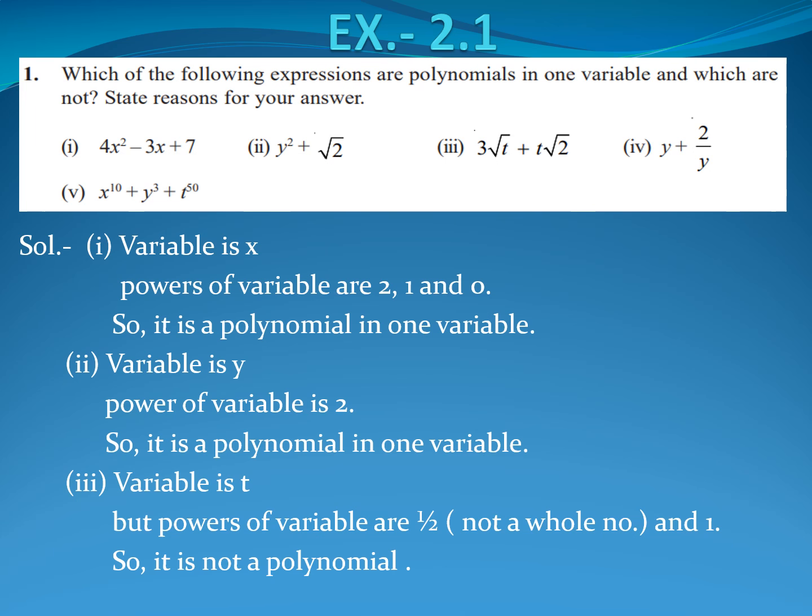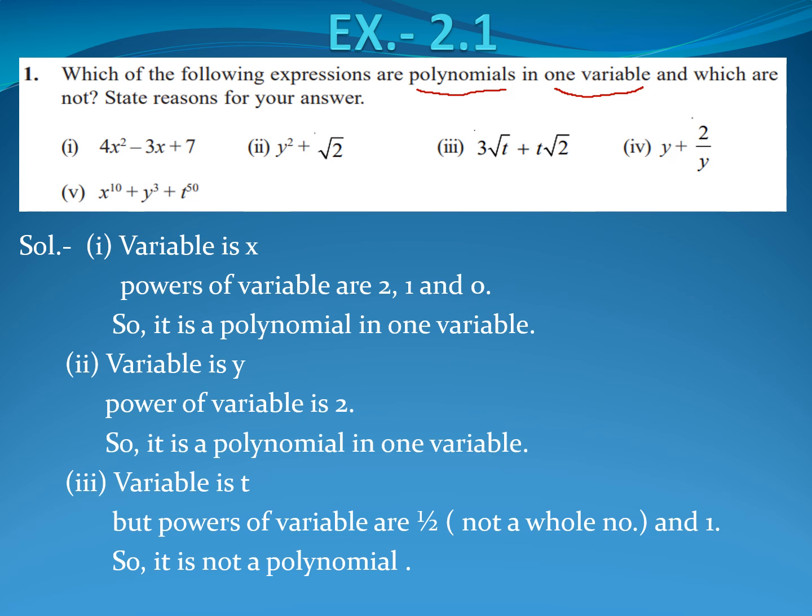Now let's start exercise 2.1. Question number 1 is: which of the following expressions are polynomials in one variable and which are not? State reasons for your answer. So basically we have to find out whether the given expression is a polynomial or not. If it is a polynomial, then we have to find out whether it is a polynomial in one variable or not. So we have to find out two things, and we have to give the reason for each.